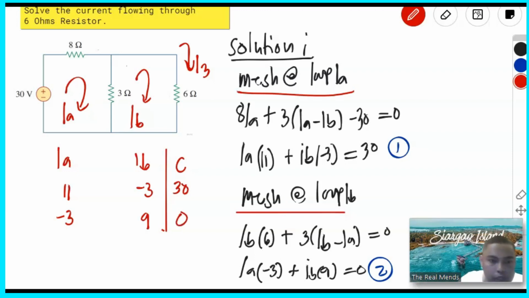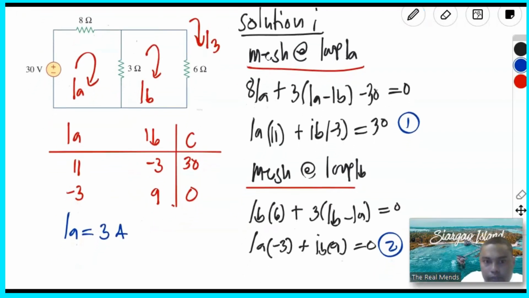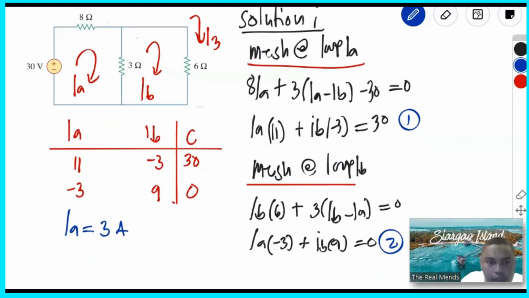And then by using ES Plus calculator, we can have that our IA is equals to 3 amperes, and then our current IB is equals to 1 ampere. So from that, this IB is the same with the current flowing of I3.